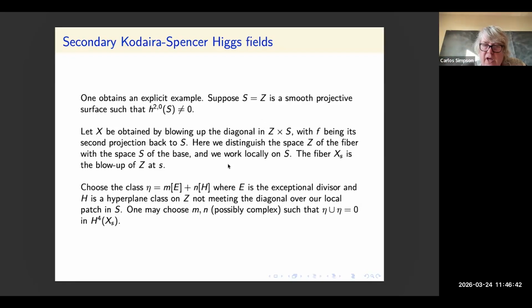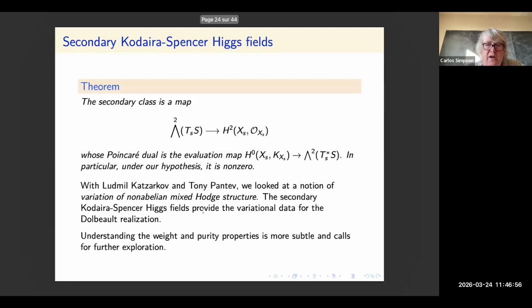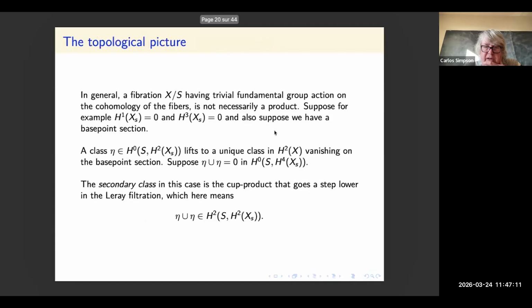Then we can actually choose a class, chosen in the right way, such that eta cup eta equals 0. The coefficients might have to be complex numbers to solve that. Then you can show that the secondary class is a map from the wedge 2 exterior power of the tangent space of the base into H2 of the fiber. Let me just go back in a minute here.